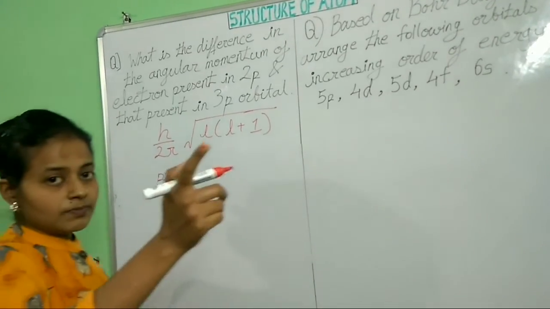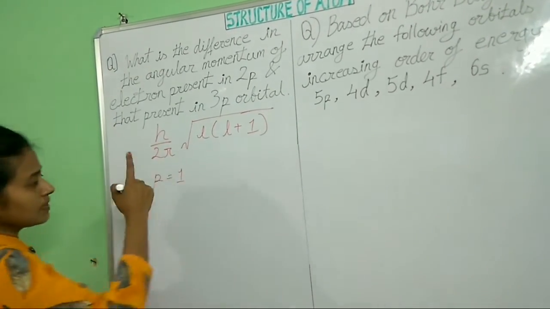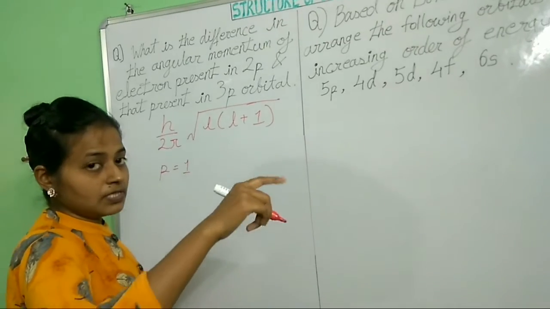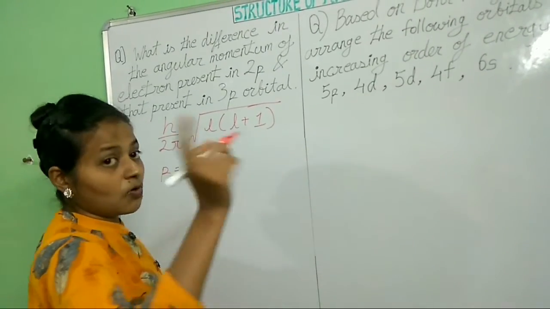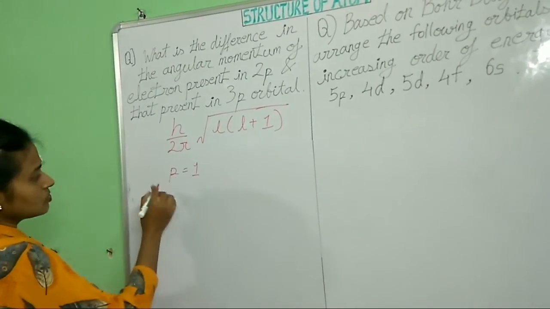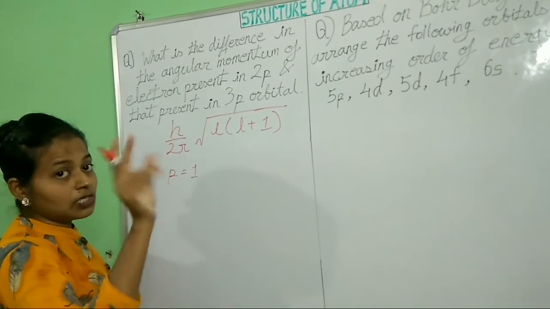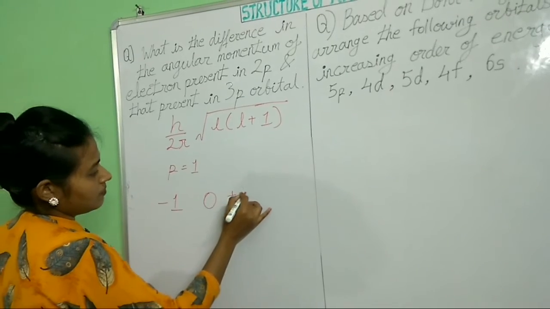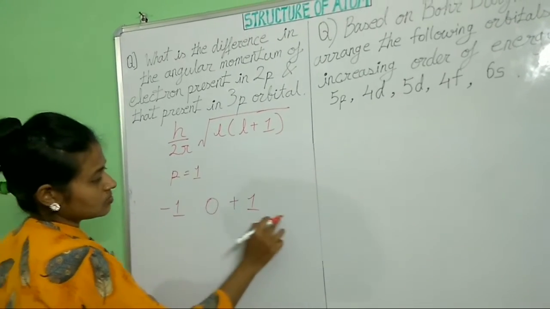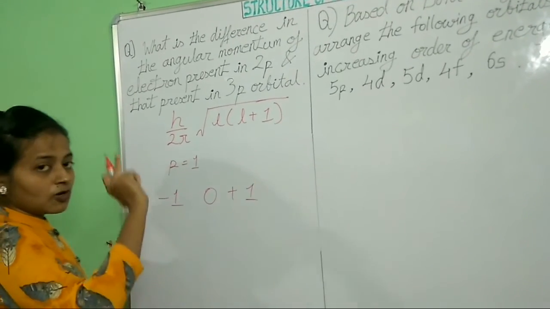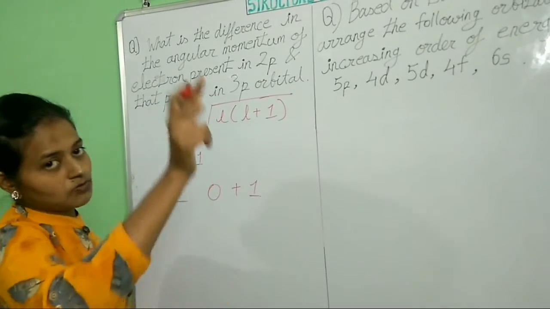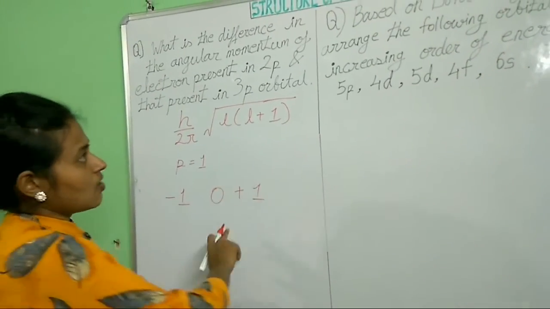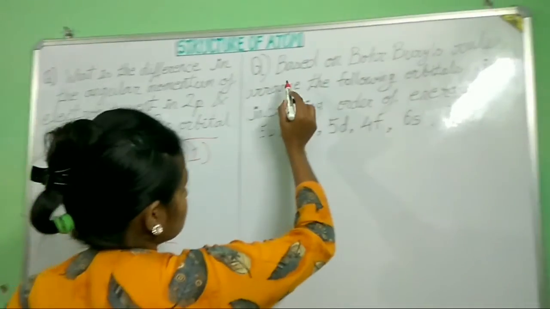And another quantum number, what is it? That is the magnetic quantum number. The magnetic quantum number conveys the orientation of the orbital. So p can have 3 orientations, that is -1, 0 and +1. This denotes the magnetic quantum number. The fourth one we all know, that is the spin quantum number. Okay, now let's come to the next question.